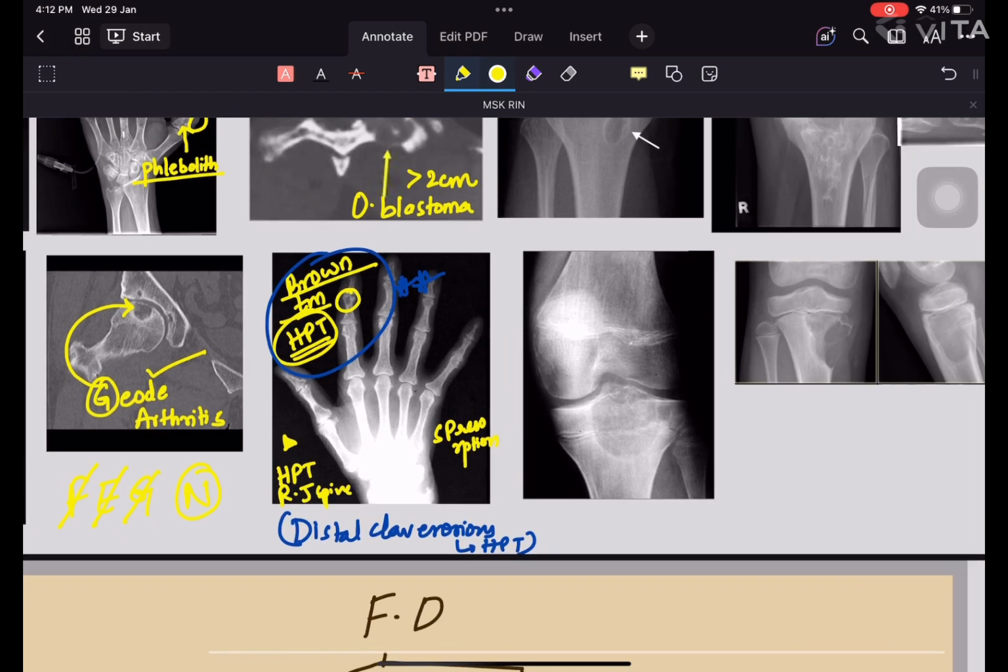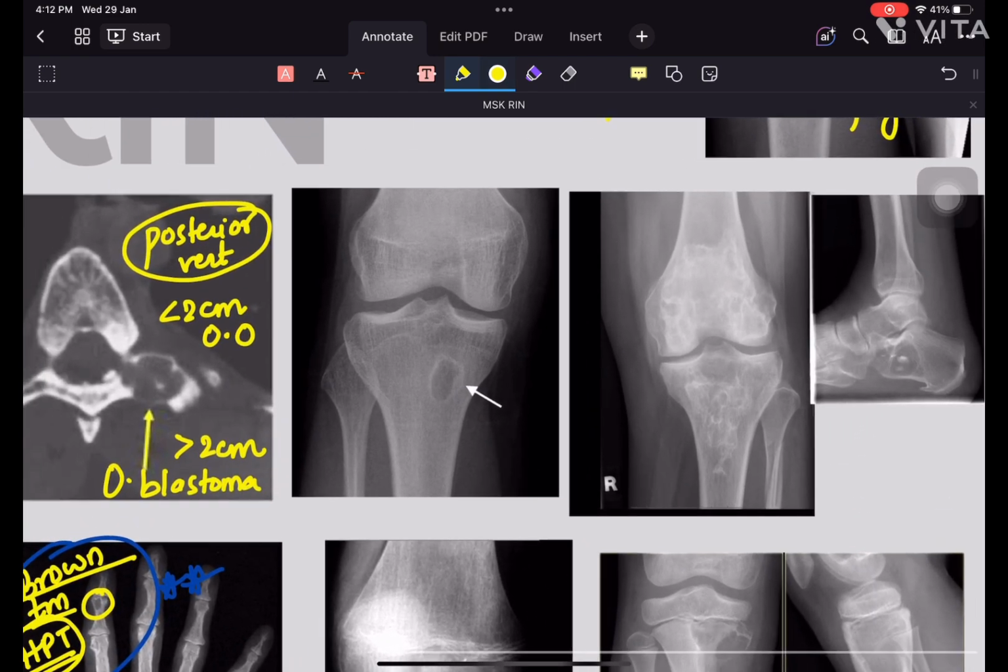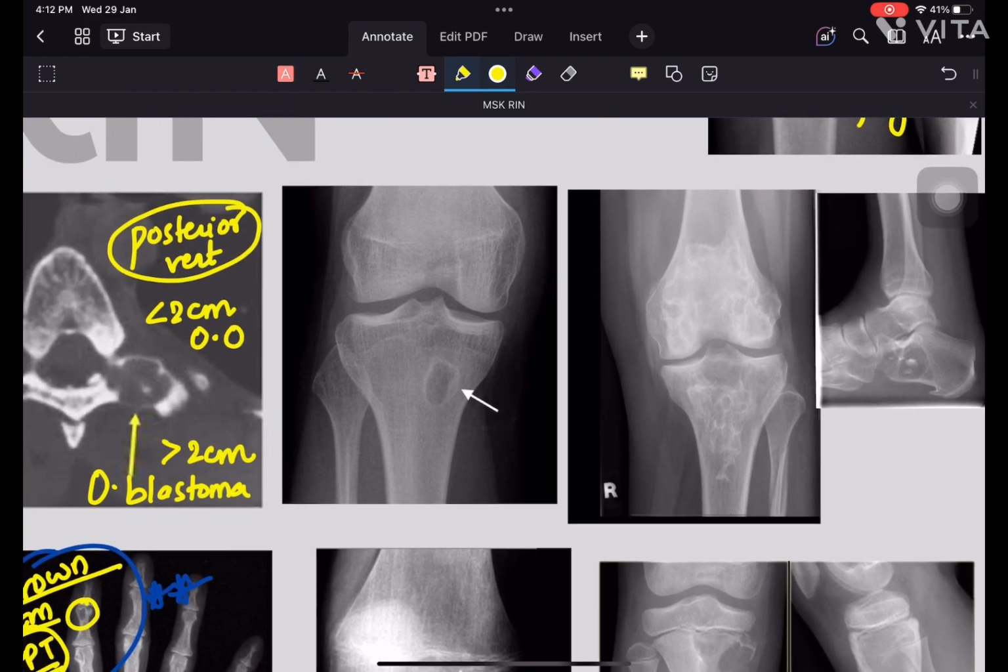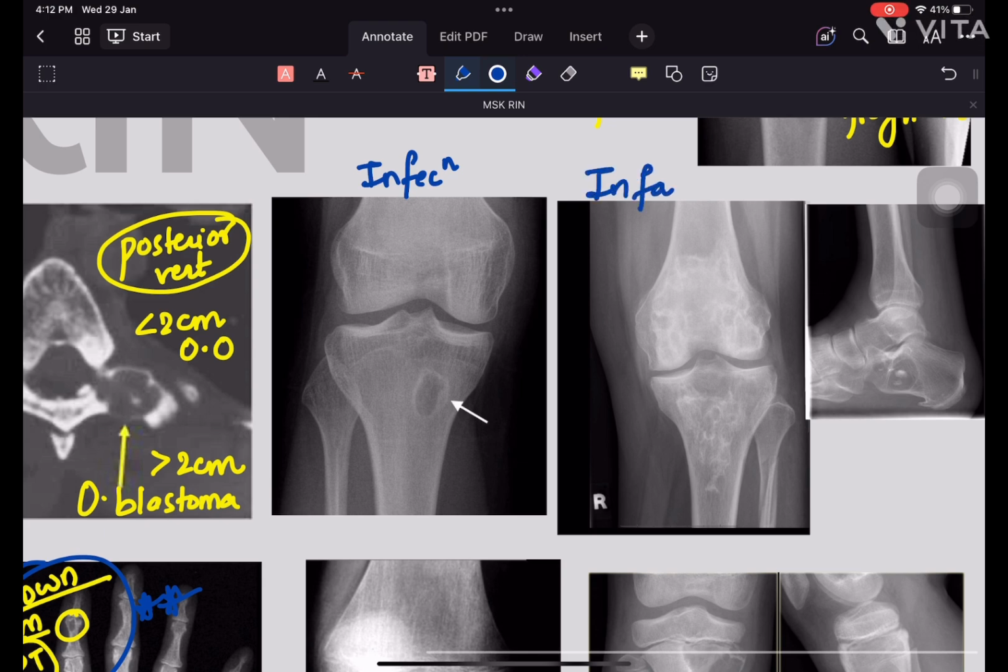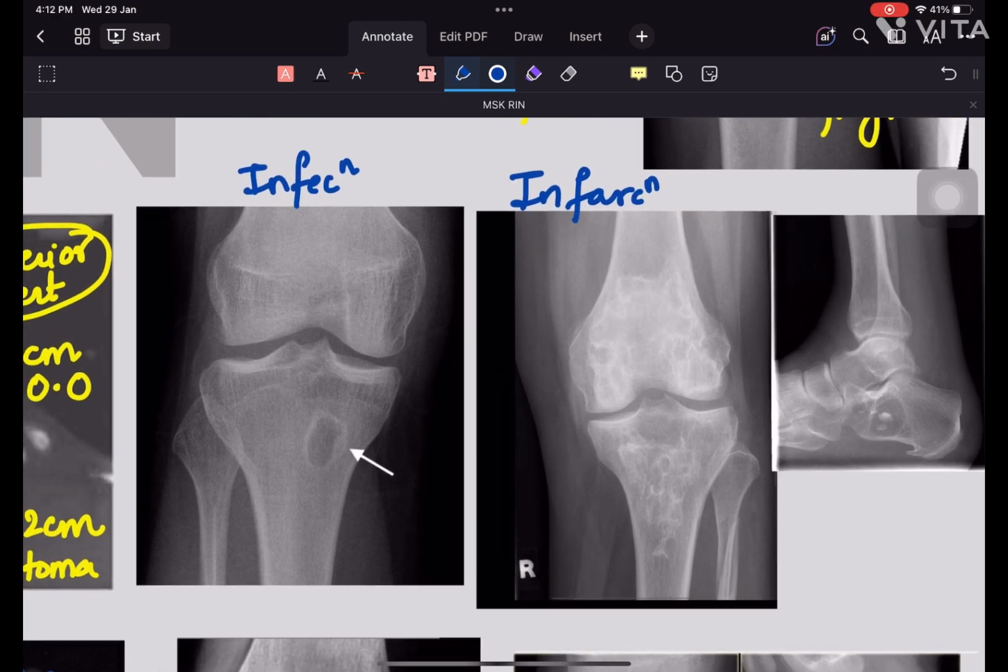One is infection, the second one is infarction, and the third one is intraosseous lipoma. So the first image here is representing infection, the second one is representing multiple lytic lesions, indicating infarction, and the third one is showing the calcaneum bone with intraosseous lipoma. Now let us dwell into each of the images.